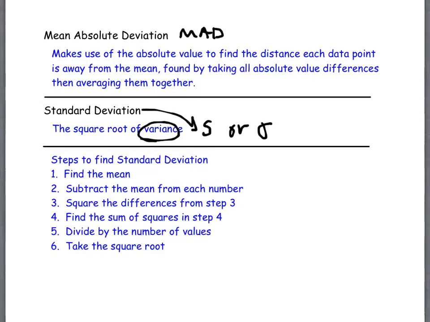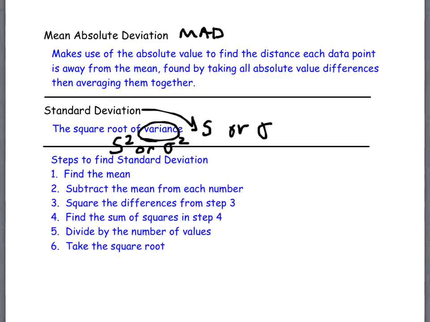Now we've got a word right here that we'll talk about in a minute, but let me go back up to mean absolute deviation. Mean absolute deviation makes use of absolute values to find the distance that each data point is away from the mean, and you take all of the absolute differences and average them. We'll do one in a table format so you can see how that works. Mean absolute deviation is easier to calculate than the standard deviation. Standard deviation actually has a square root in it. It's the square root of something called variance. The notation for variance is either s squared or sigma squared. I don't know why they don't use a different letter for it, but basically the standard deviation s is the square root of s squared, the variance.